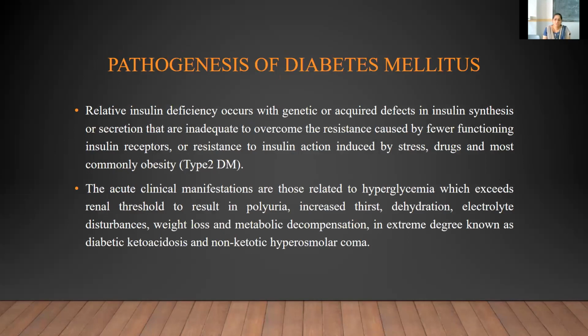Now coming to pathogenesis of diabetes mellitus. Relative insulin deficiency occurs with genetic or acquired defects in insulin synthesis or secretion that are inadequate to overcome the resistance caused by fewer functioning insulin receptors. It is called a relative insulin deficiency because you either have a genetic or an acquired defect, and maybe your insulin receptors are not working, or you have a resistance to insulin action. How? Your body is secreting insulin, but your tissues are not responding to it.